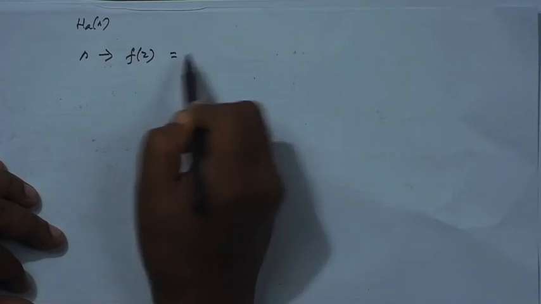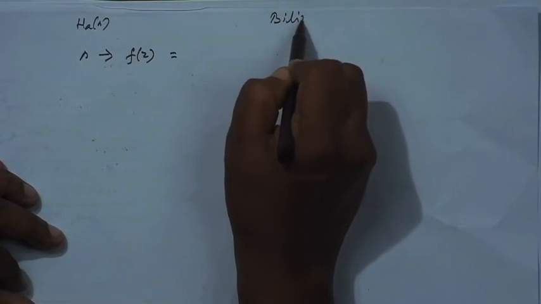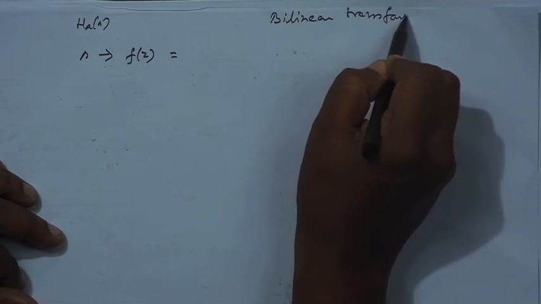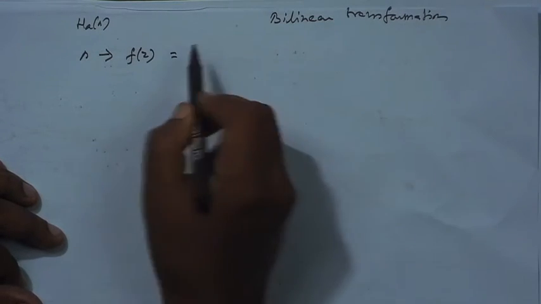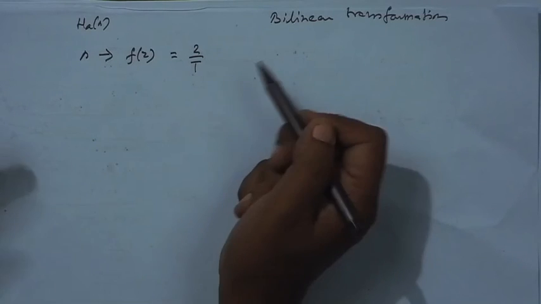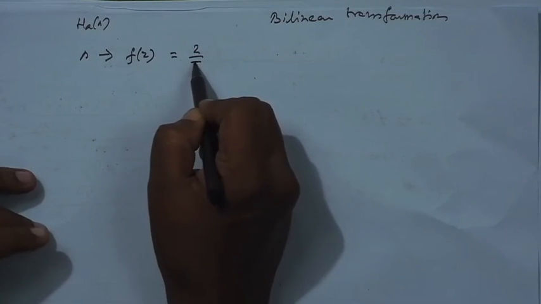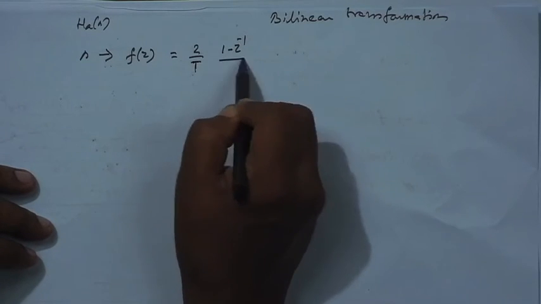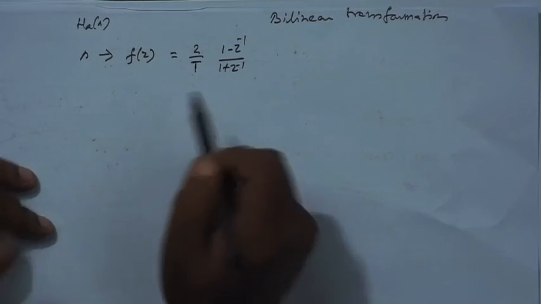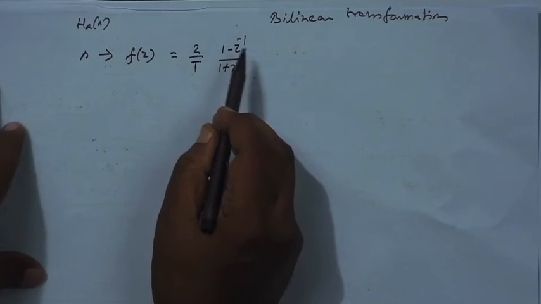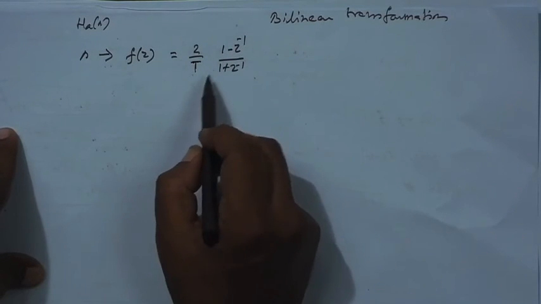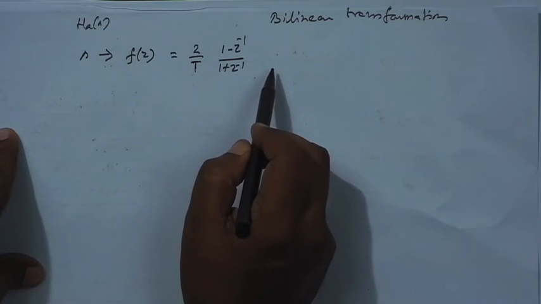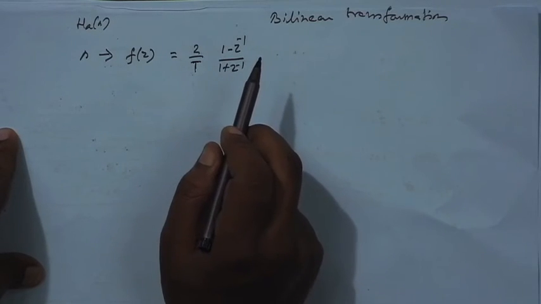This f(z) in this example, bilinear, is 2 by T, where T is your choice, you can view it as a sampling period, you can take it to be 1 also, times (1 minus z inverse) by (1 plus z inverse). Take this form, firstly it satisfies condition 1, that is rational, because it is a numerator polynomial in z inverse over a denominator polynomial in z inverse. So, the first condition is satisfied.